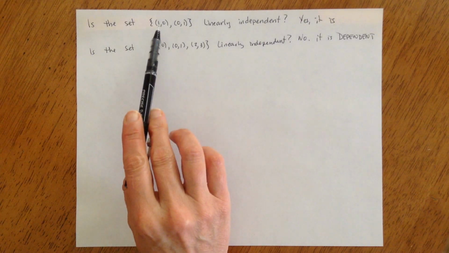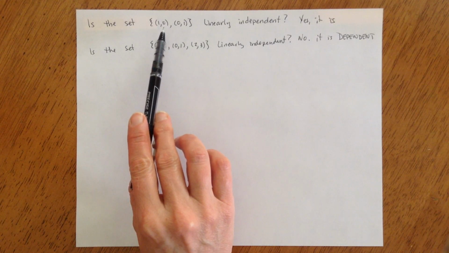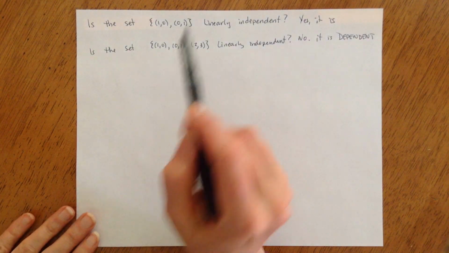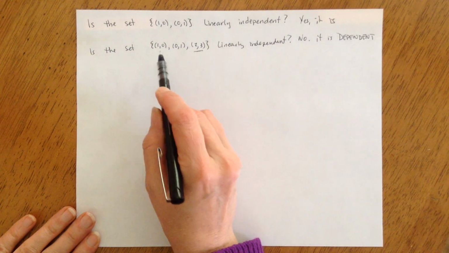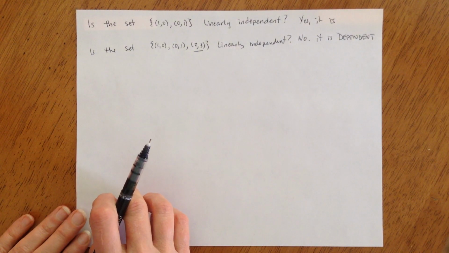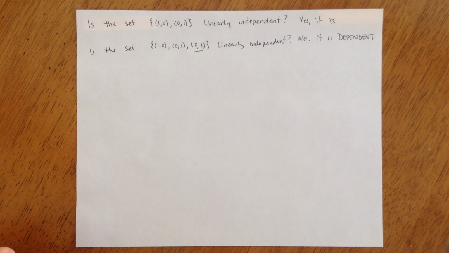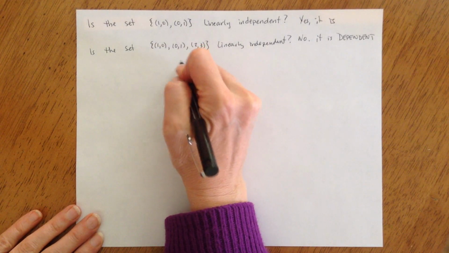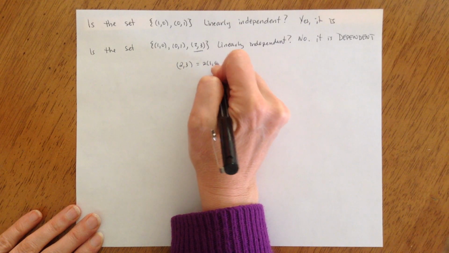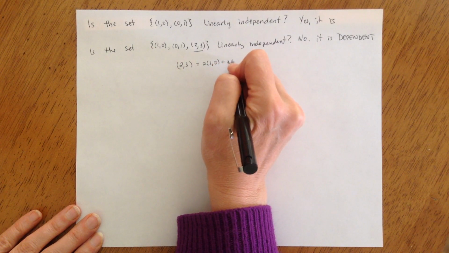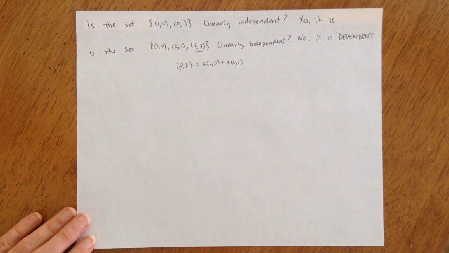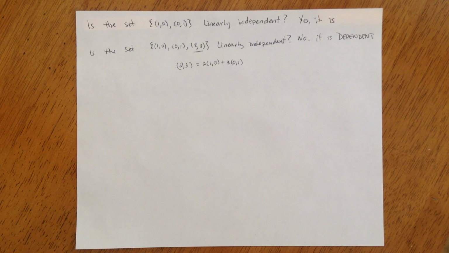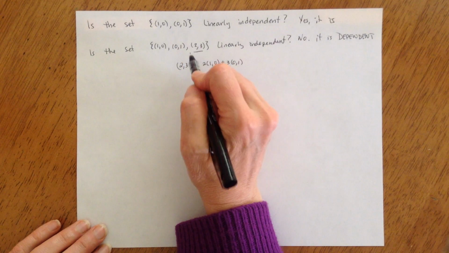This set, the first set, doesn't have any extraneous information in it. This one does, because I could get this vector by using a linear combination of these two vectors. So a set is dependent if you can write any one of the entries as a linear combination of the others. So I could write (2, 3) is equal to 2 times the vector (1, 0) plus 3 times the vector (0, 1). So this set is linearly dependent because in some sense one of the vectors depends on the other two. And so this is what you might call extra information.